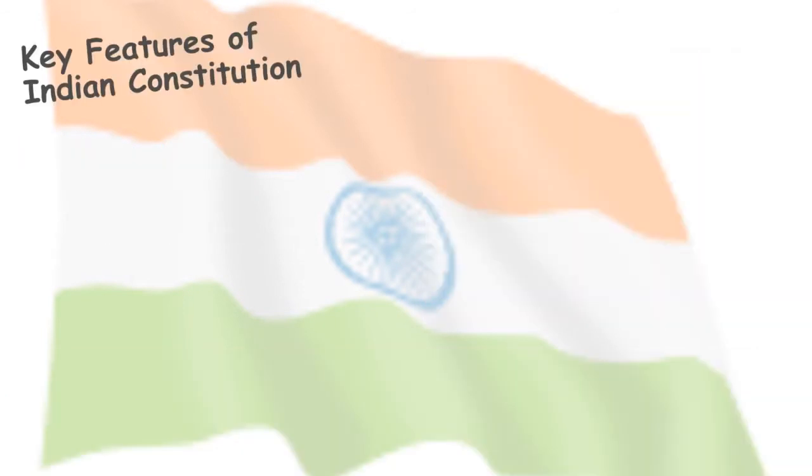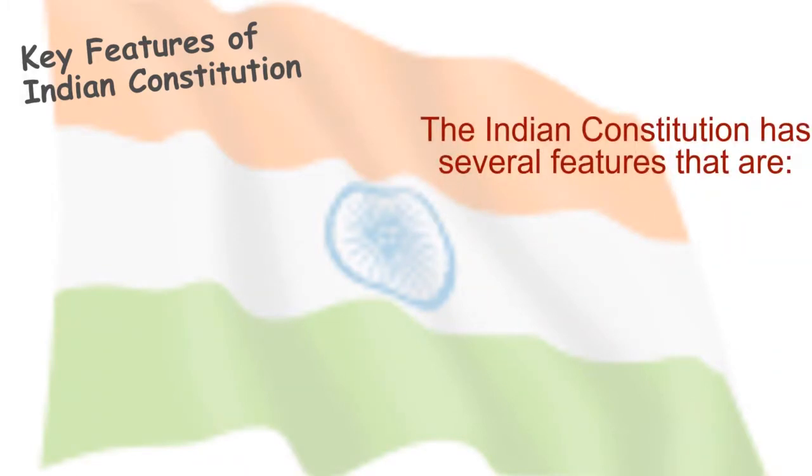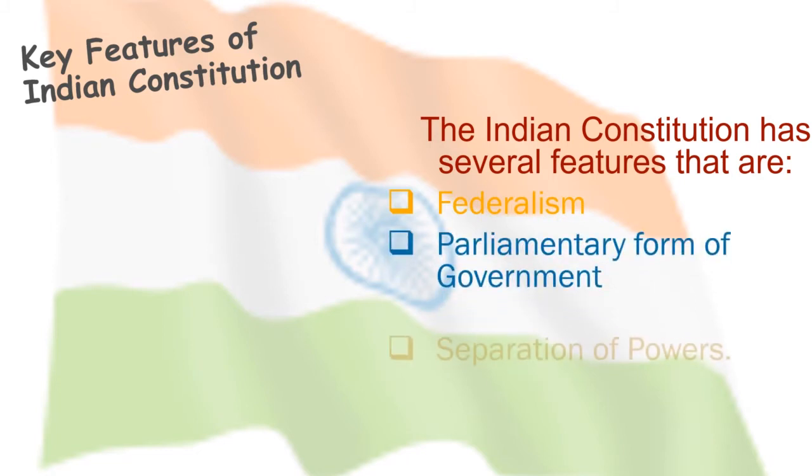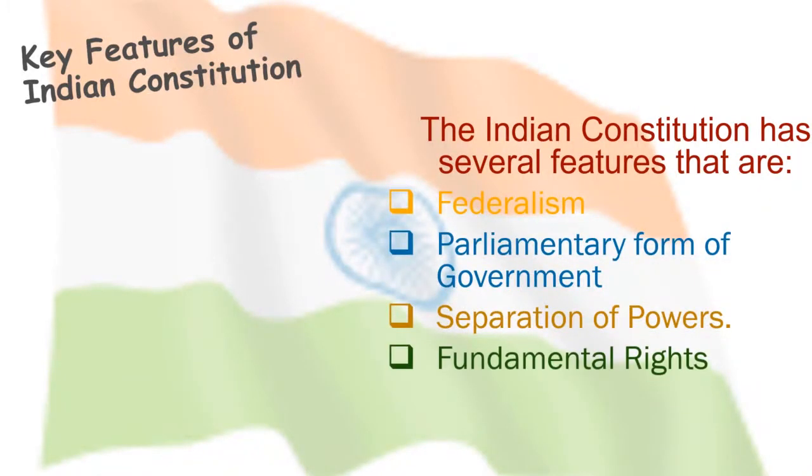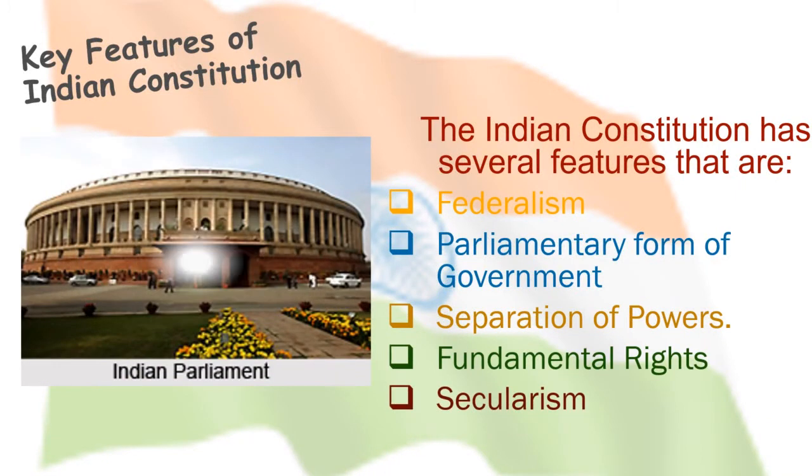Let us know the key features of Indian Constitution. The Indian Constitution has several features that are federalism, parliamentary form of government, separation of power, fundamental rights, secularism.